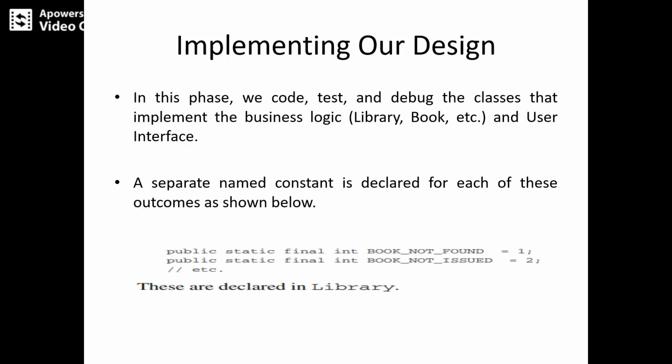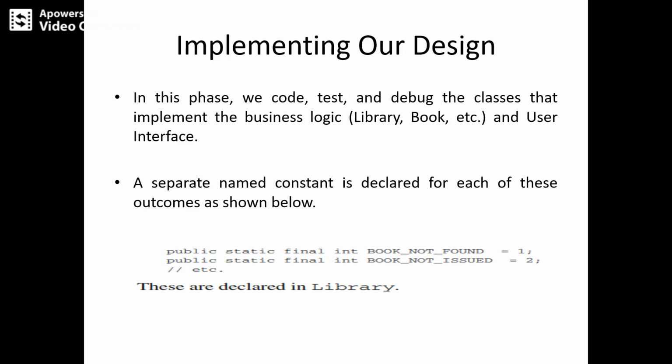Another important issue in the implementation is communication via return values between the different classes. That is the main issue while implementing the complete library management system. Particularly between the library and the user interface, the library has several methods that return integer values, and these values must be interpreted by the user interface. A separate named constant is declared for each of these outcomes, as public static final int. The outcomes are, for example, book not found and book issued.